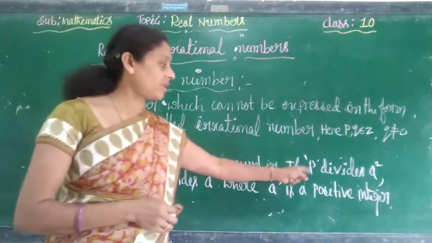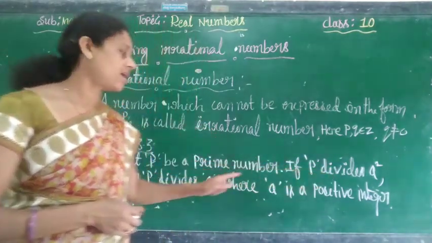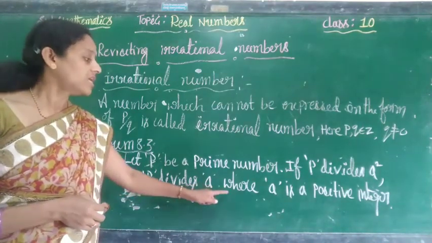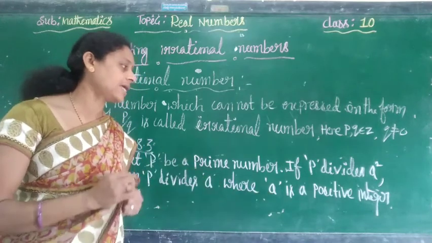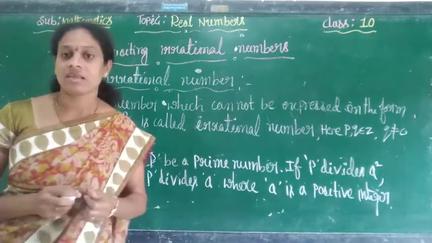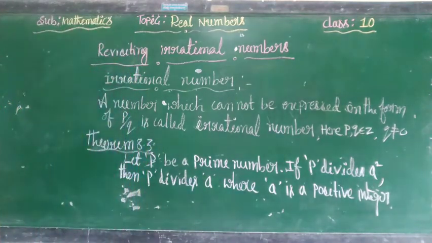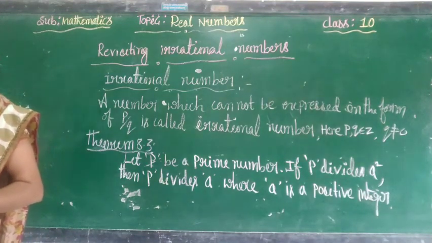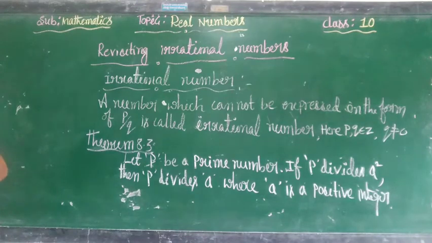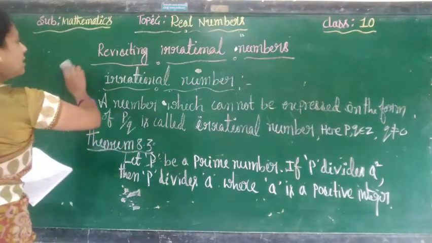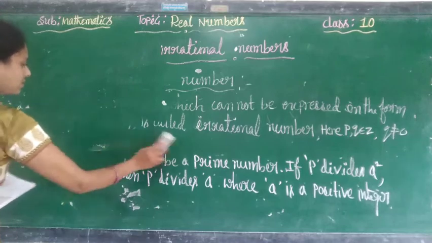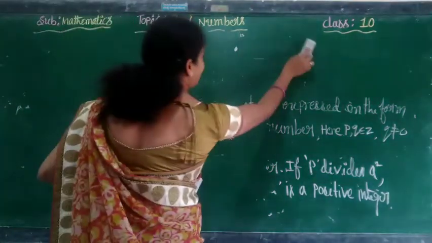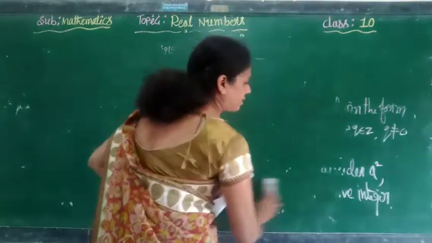P ಏನು ಮಾಡುತ್ತೆ? A square ಅನ್ನು ಡಿವೈಡ್ ಮಾಡುತ್ತೆ. Then P ಕೂಡ ಏನು ಮಾಡುತ್ತೆ? A ಅನ್ನು ಡಿವೈಡ್ ಮಾಡುತ್ತೆ. A ಏನಪ್ಪ ಅಂದ್ರೆ ಅದೊಂದು A is a positive integer. Next, coming to the next point, theorem 8.3 or example 8. Prove that root 2 is an irrational number.